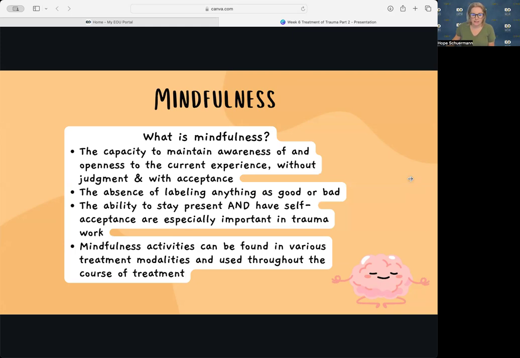And so mindfulness activities really can be used from the very beginning to the end of treatment, but they are particularly helpful around reintegrating the senses into your personhood and your sense of self during this step of treatment. So you could use mindfulness in the beginning when you're teaching grounding and psychoeducation, but it also has a great place here in step 4.